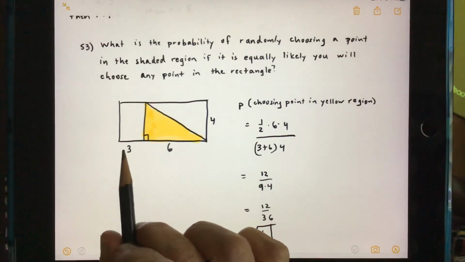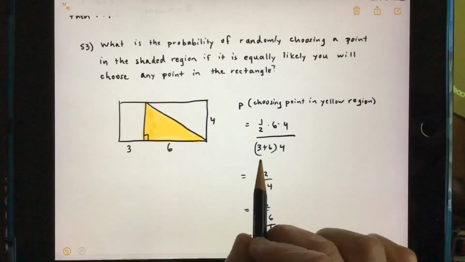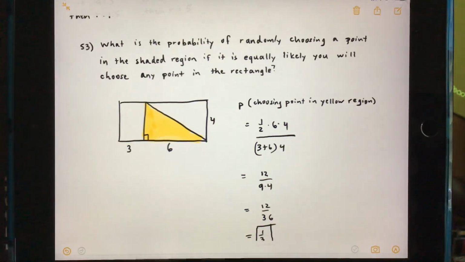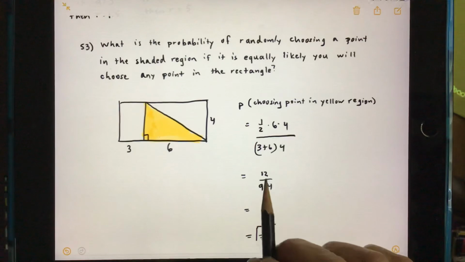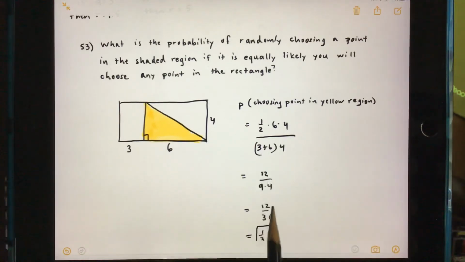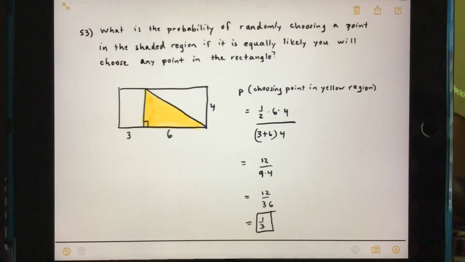That would be length times width. So 3 plus 6 for the length times 4 for the width. So 3 plus 6 times 4. Now I'll simplify that. Half of 6 times 4 is half of 24. Half of 24 is 12. Here we'll have 3 plus 6 is 9 times 4. 9 times 4 is 36. So 12 over 36 reduces down to 1/3. So there's a third of a chance that you would randomly pick a point that would happen to be in the triangle area if you were definitely restricted to choosing a point somewhere within that rectangle.